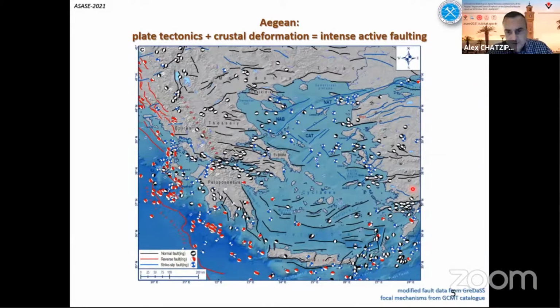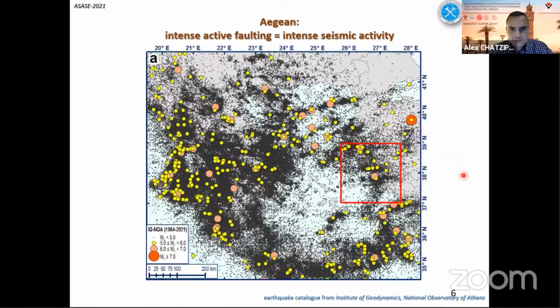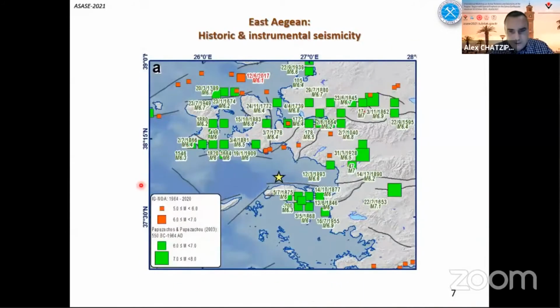This is a map with the epicenters for the period since 1964. Of course, we are all familiar with images like that, and a very intense distribution of seismicity in the area. Now let's focus on the study area of the Samos earthquake. The historical and instrumental data show that the area is not very quiet from the earthquake point of view. There are a lot of strong earthquakes.